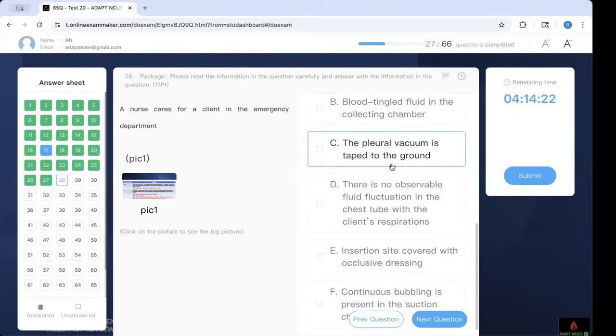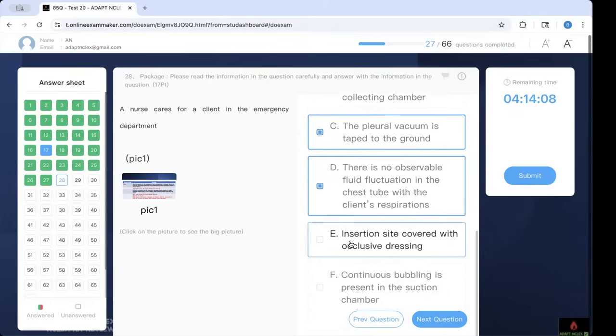Expected finding. Pleur-evac is taped to the ground. Yes, somebody was going to kick it. There is no observable fluid fluctuation in the chest tube with client expiration. That means there's no tidaling. We should worry about it.